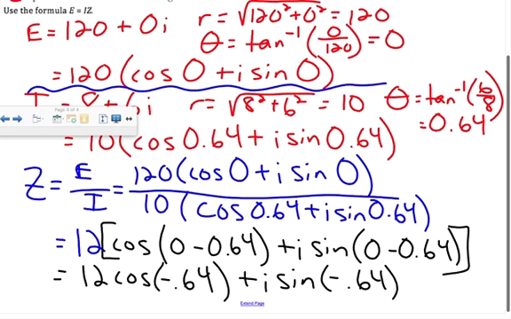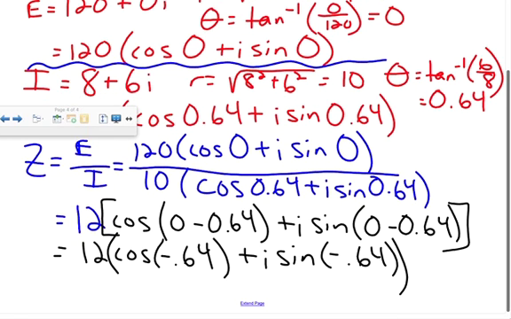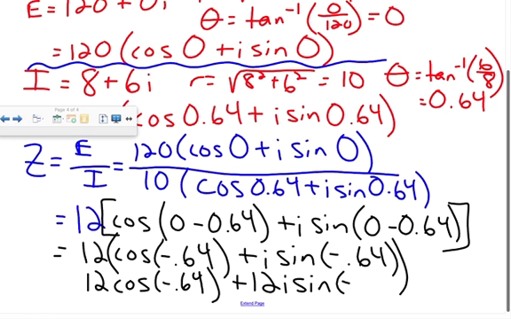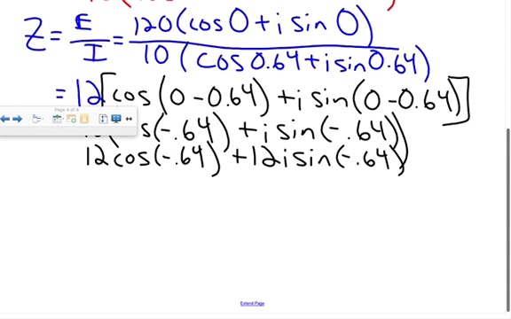And then finally, I need a parenthesis here. In order to write this in rectangular form, since that's the form in which our problem was given to us, all I need to do now is distribute and evaluate. So I have 12 times the cosine of negative 0.64 plus 12i times the sine of negative 0.64. So in my calculator, I take the negative 0.64 and the cosine of that times 12 is 9.6.